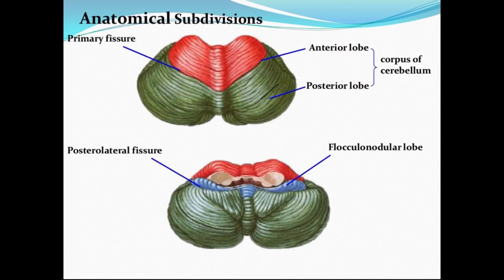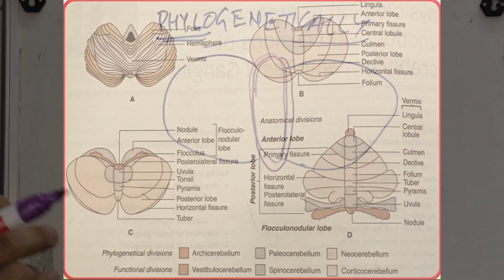If you look over here in this diagram, this is the anterior lobe and this green one is the posterior lobe, and this part is the posterolateral or flocculonodular lobe, separated by the posterolateral fissure.